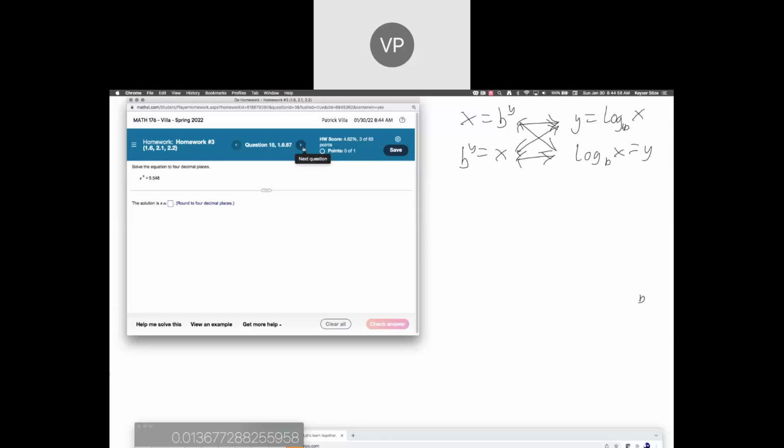So solve the equation to 4 decimal places. We have e to the x equals 5.548. On this one, my process is I can switch forms or I can just take the natural log of both sides, because I see an e there. Then the property says if you have a natural log of e, you can cancel those out because it's the same base as what you're taking the natural log of. So natural log of 5.548, go get your calculator out.